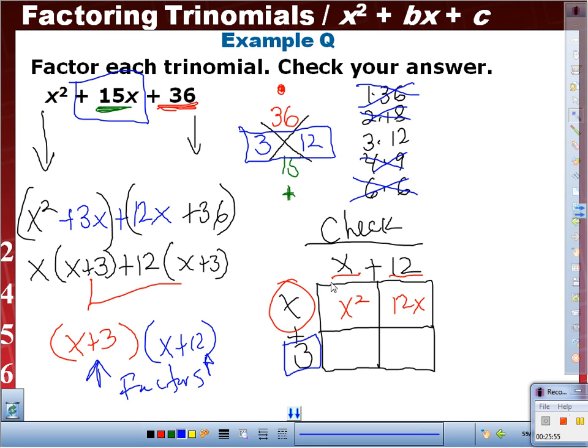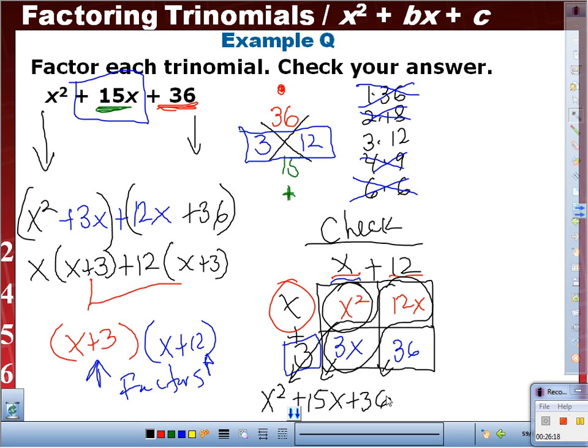So then 3 times x, that's 3x. 3 times 12, that's 36. Alright, let's combine like terms. Is there another x squared? No. Bring it down. X squared. These are the same, so draw your peanut. 12x plus 3x, that gives me 15x. And then bring down your 36.